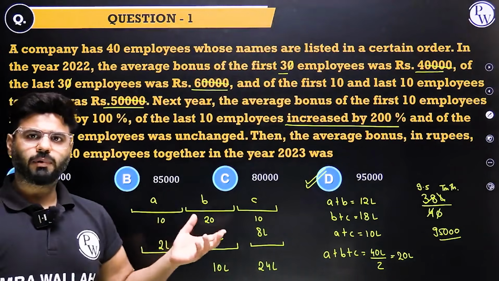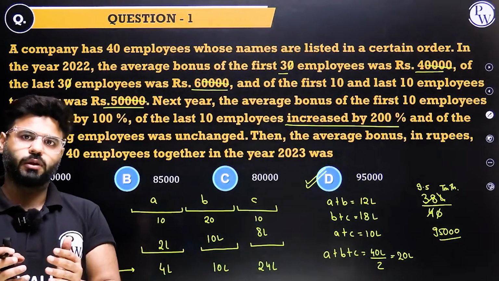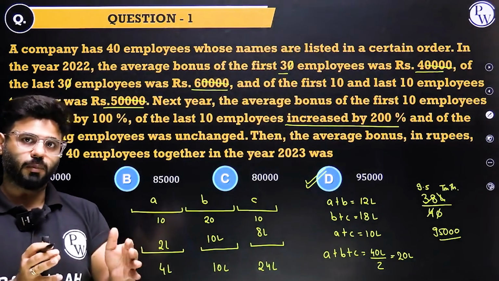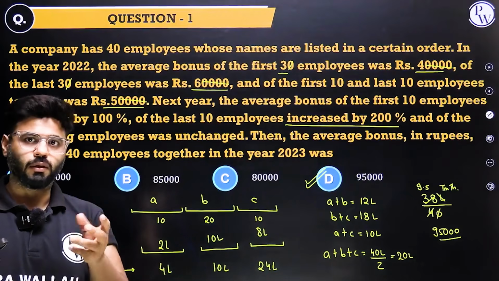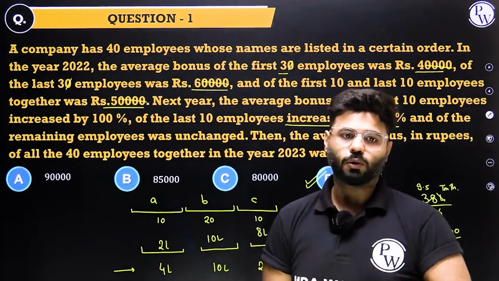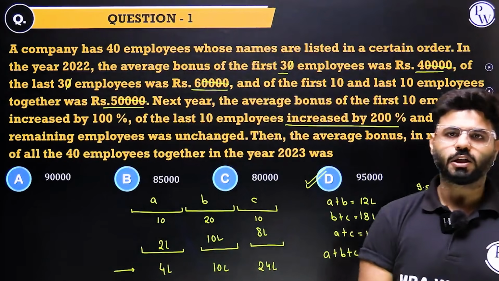Why did I think like that? Because the question played with the first 10, the last 10, and the first 30. First 30 means the first 10, which we have assumed to be A. So the middle 20 is a separate entity, right? That's how it has to be played. If yes, you're spot on, guys.